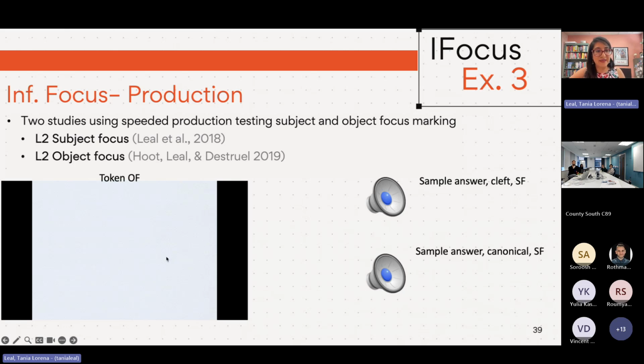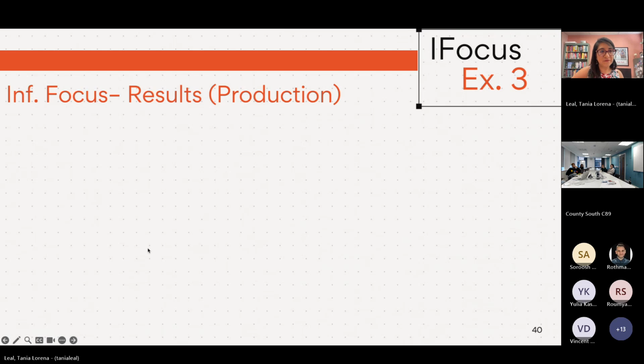Okay, excellent. So the idea that we had was to elicit spontaneous responses under time pressure. So we used these video clips from Chaplin's The Circus. We told participants a little ruse: somebody had missed the movie and was now asking all sorts of questions about what had happened. So we played the tokens and the sample responses, and we can see the results, hopefully.